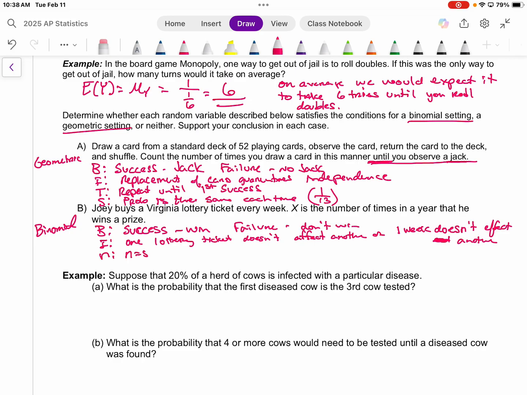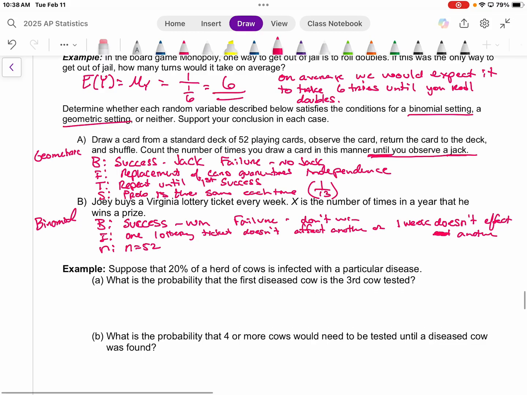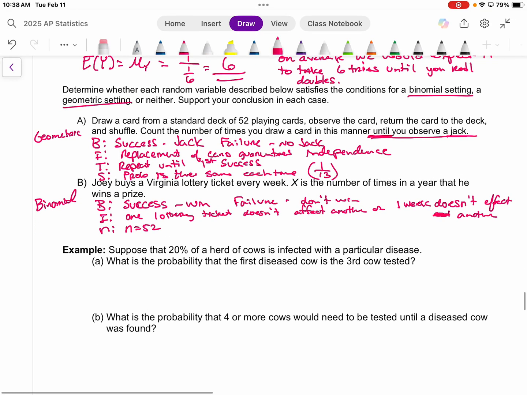N is equal to 52. There's 52 weeks in a year, because they're asking me how many times I win in a year. All right, there's a set number of weeks, so there's my fixed number of trials. And the probability of success stays the same, so same probability each week.